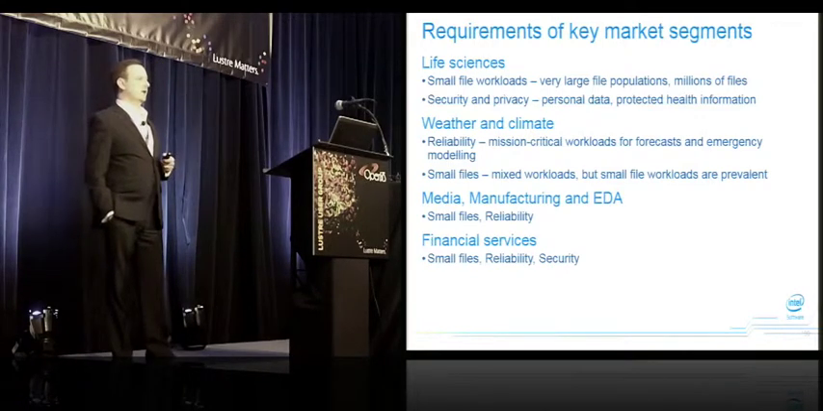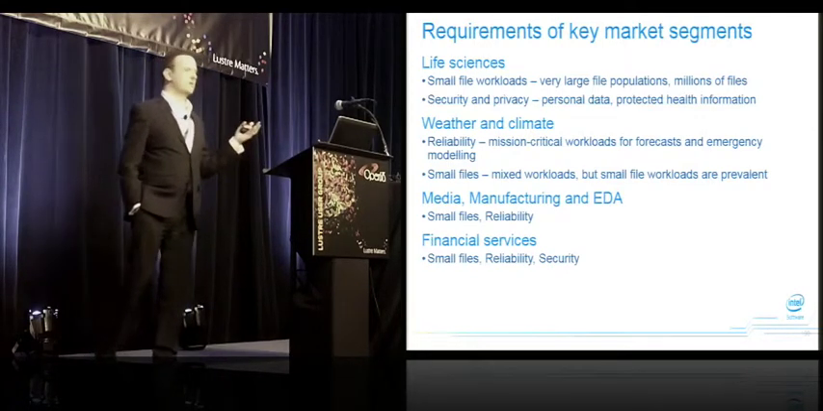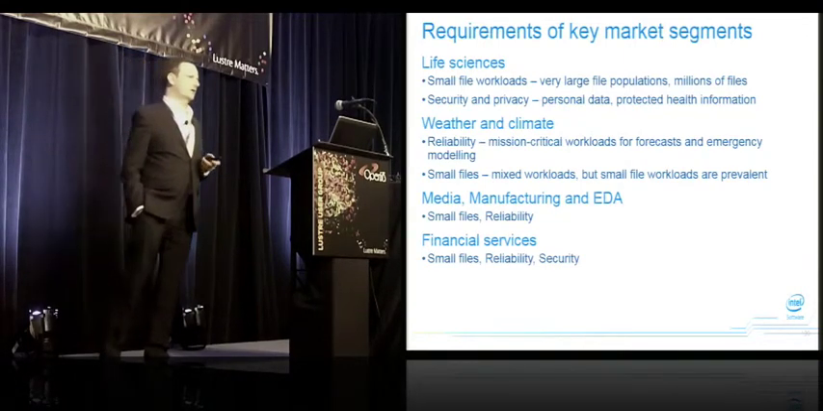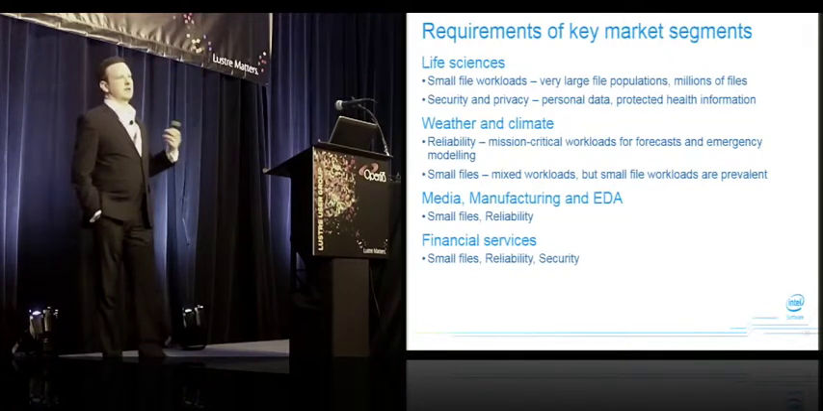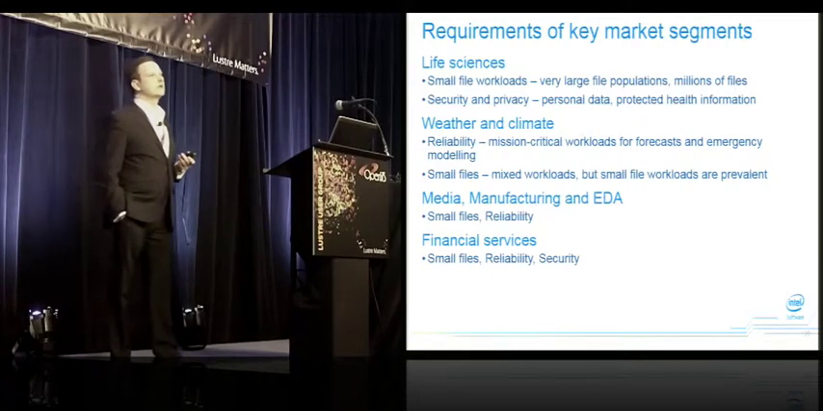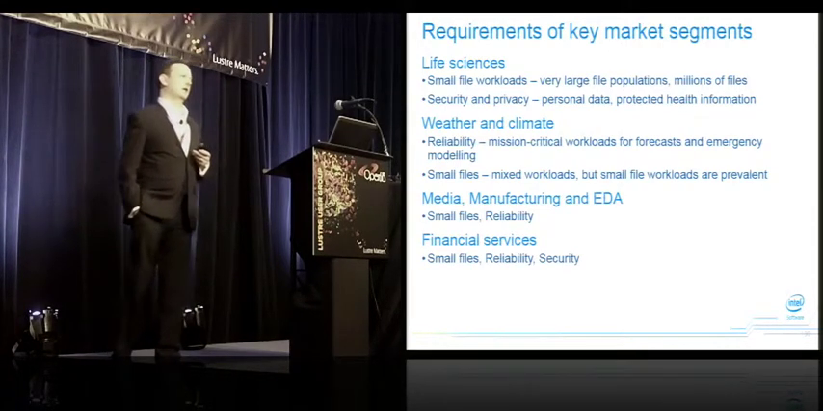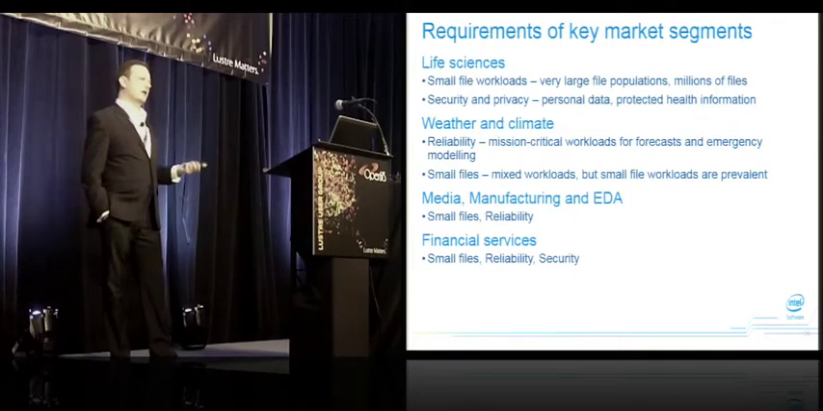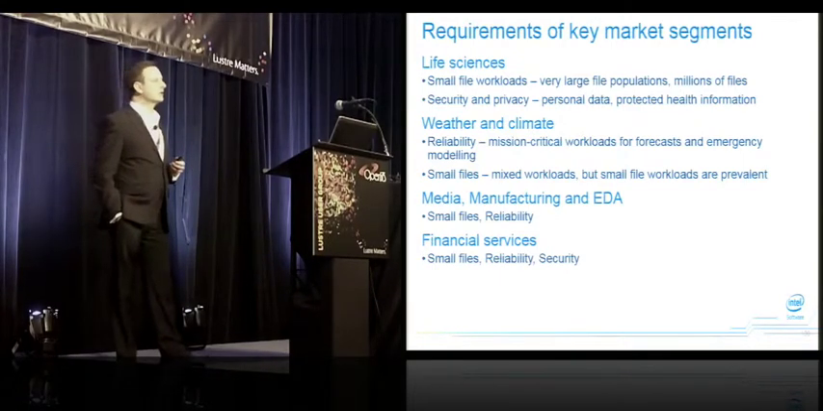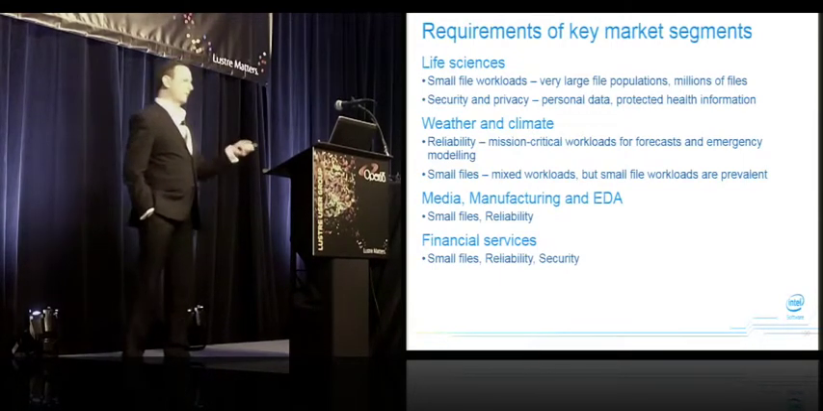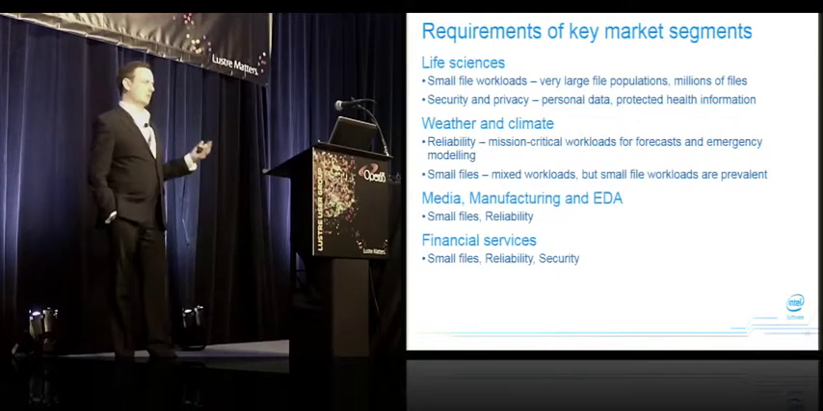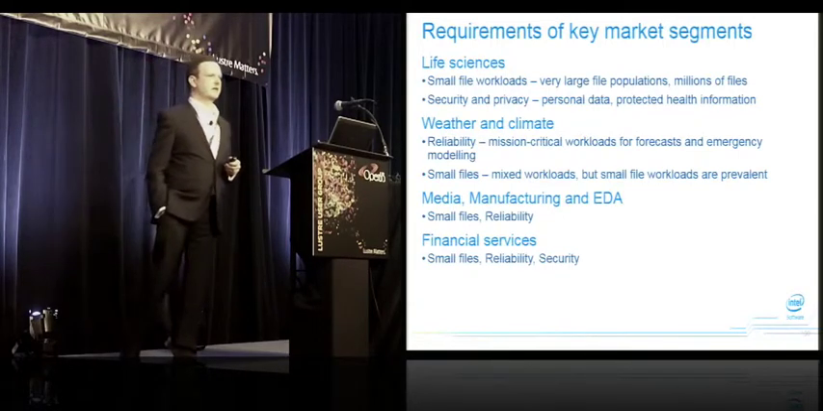Manufacturing reliability again is pretty key here, but we're also seeing across media manufacturing and electronic design automation, small file dominant workloads being prevalent here as well. In these environments, downtime is loss of productivity. In manufacturing, it's loss of revenue. So it's significant impacts to these industries. They need to have their data available, need to have their file systems available, need to have their applications and workloads running. And financial services has pretty much all the requirements in one. It's small file dominant workloads, highly reliable reliability requirements, and a need to secure and protect information.